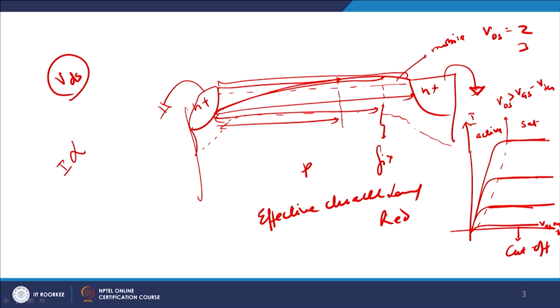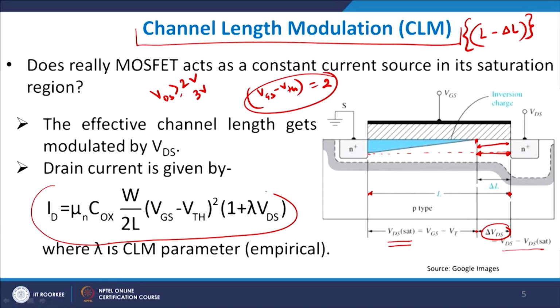Which means that the current is proportional to W by L. So, L is decreasing with increasing VDS, which means that the current is rising, and therefore assuming that current is constant in the saturation region is a wrong assumption. The current will actually show an increase. This increase is primarily because of an increasing VDS and reduction in the effective channel length. That is what is shown here, and therefore the drain current is approximated as this value.